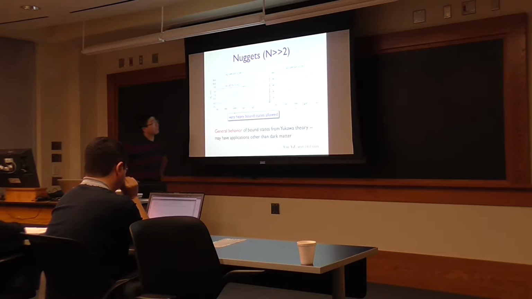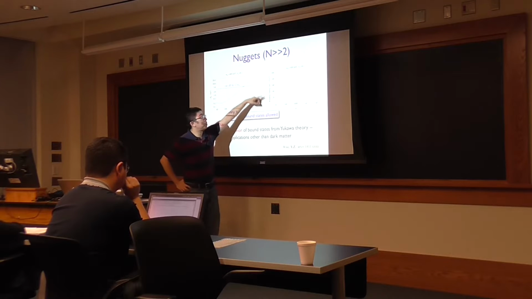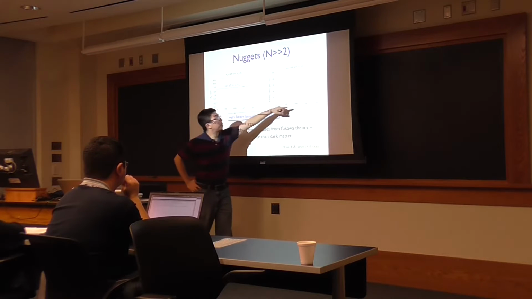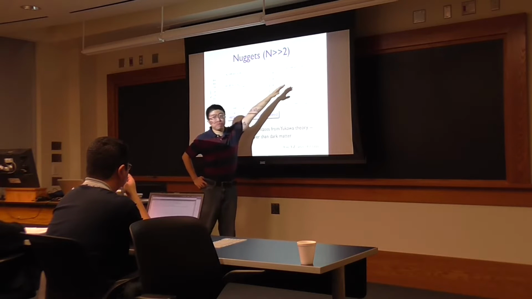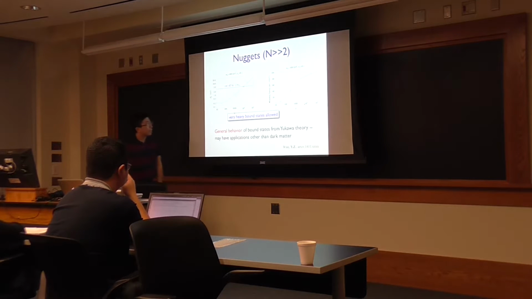And another thing is the binding energy per particle is calculated as a function of n, and you can see that it grows pretty deep when n is large. Depending on how large it is, it can grow very deep. Direct detection experiments can detect these. I will talk about that on the next slide.